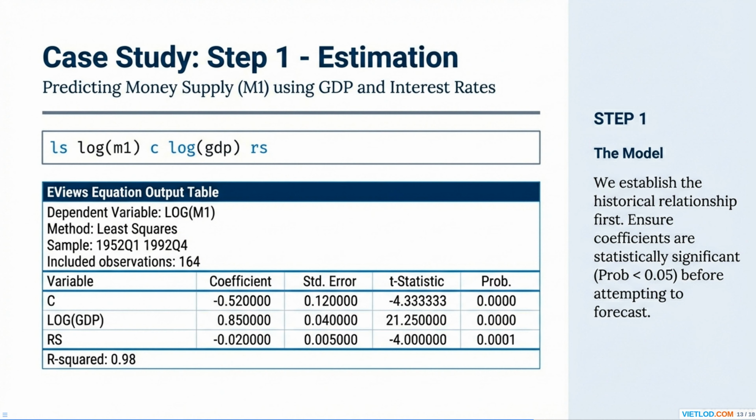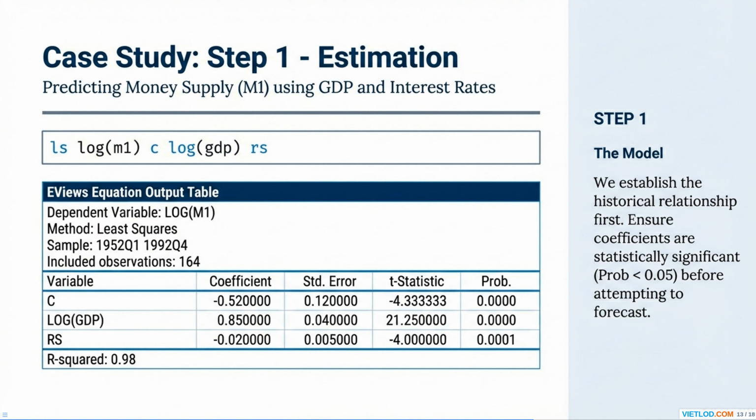In our first step of this case study, we aim to predict the money supply, M1, by utilizing key macroeconomic indicators, gross domestic product, or GDP, and interest rates, denoted as RS. Our approach involves using the natural logarithm of both M1 and GDP to model their relationship. The initial task is to establish this historical relationship.